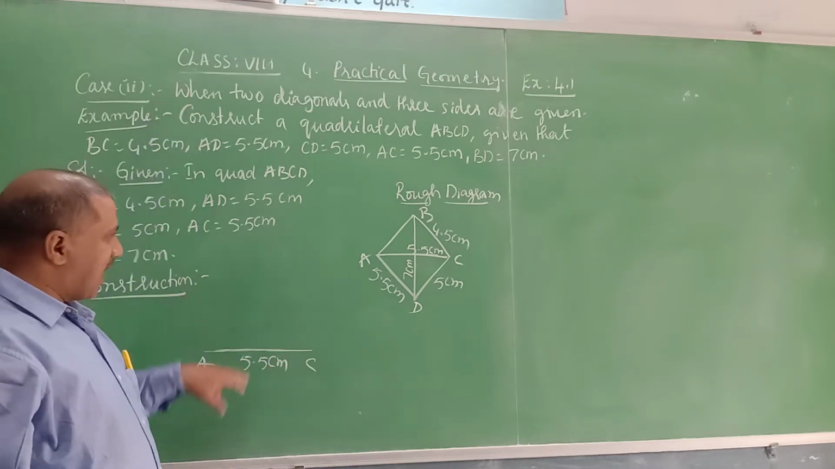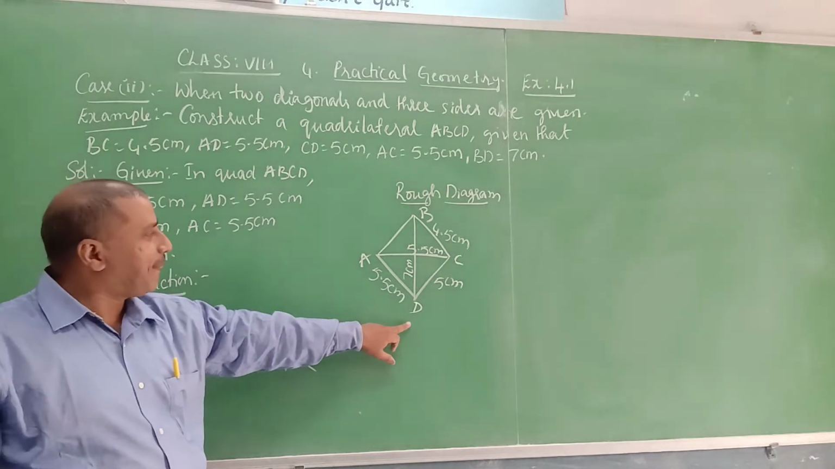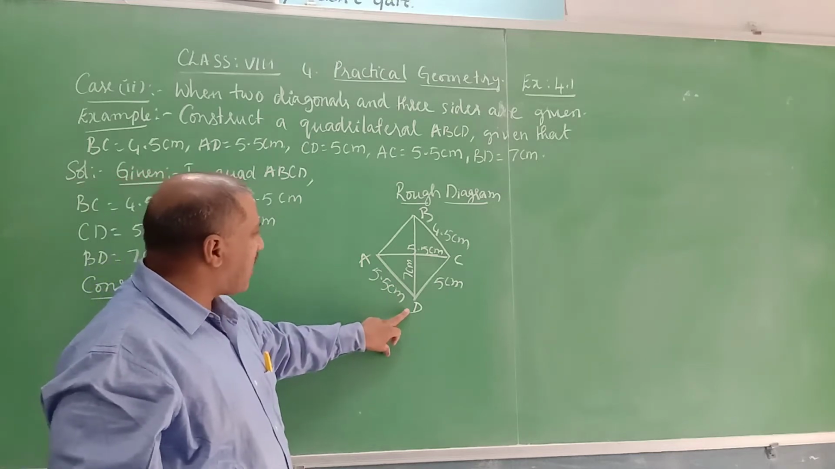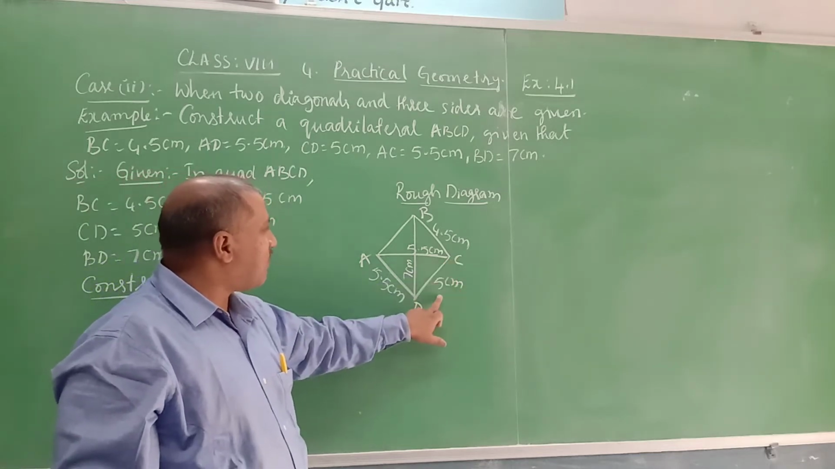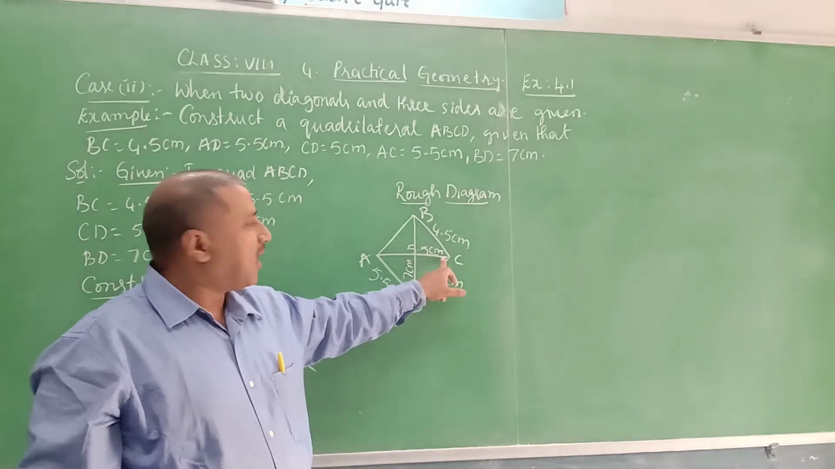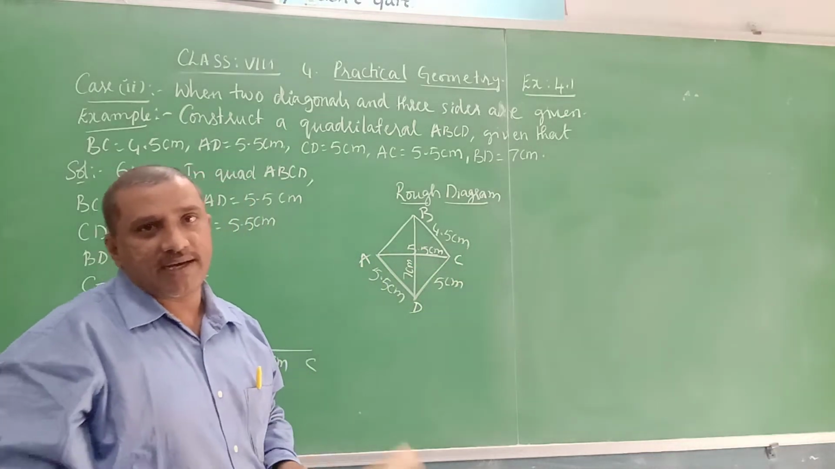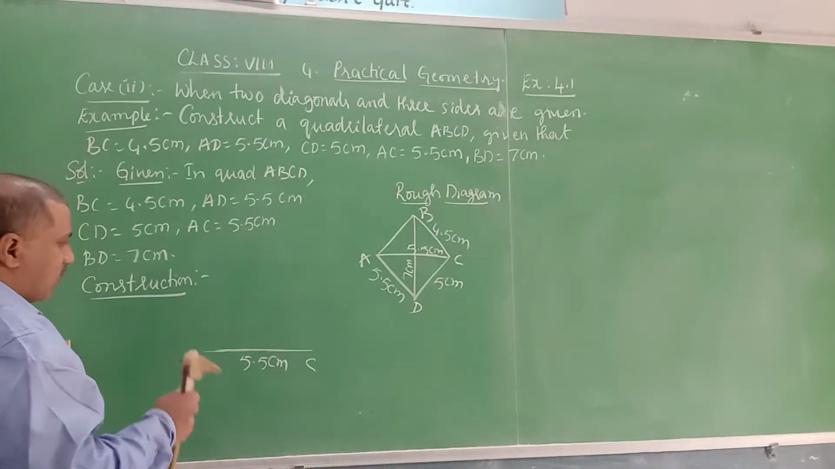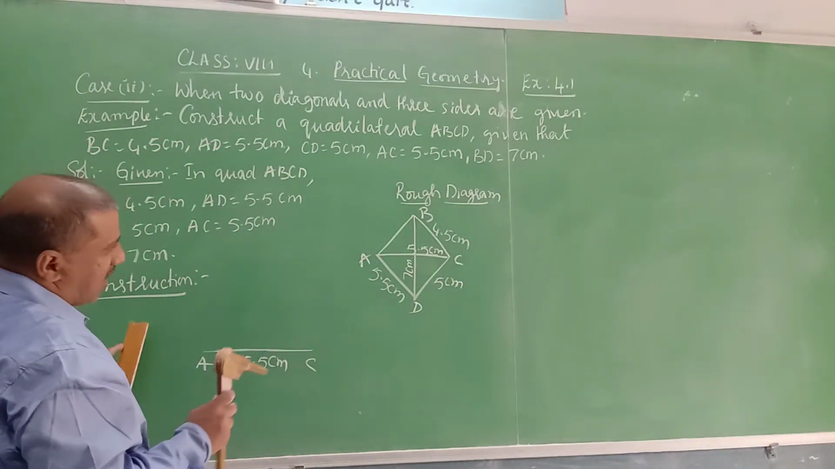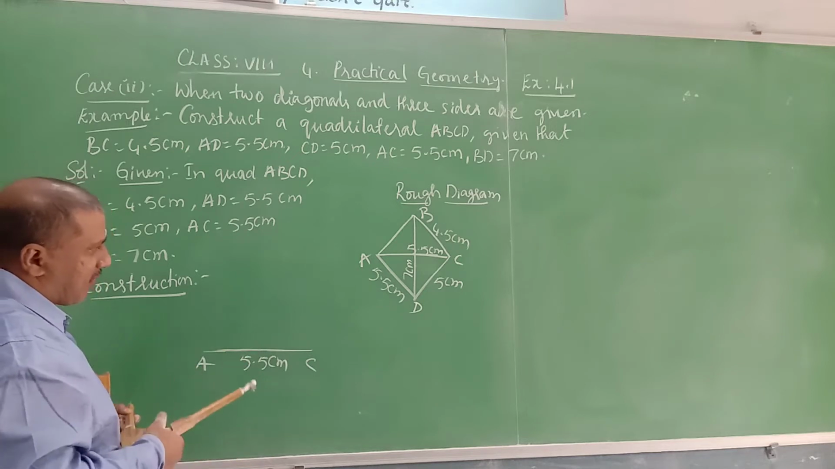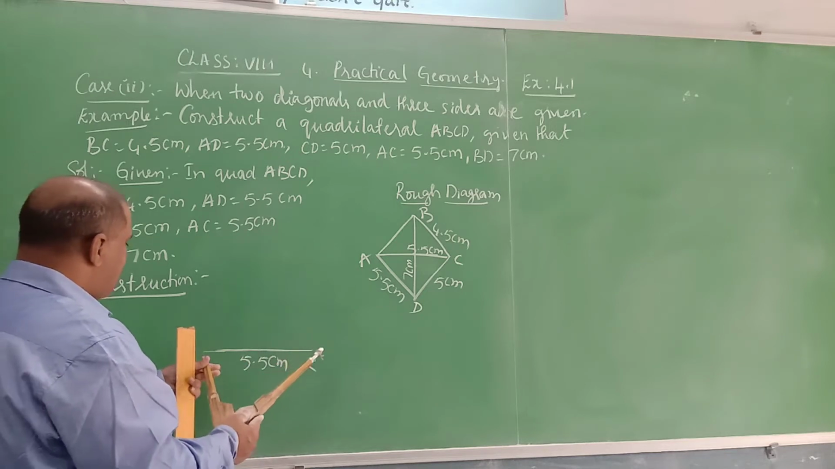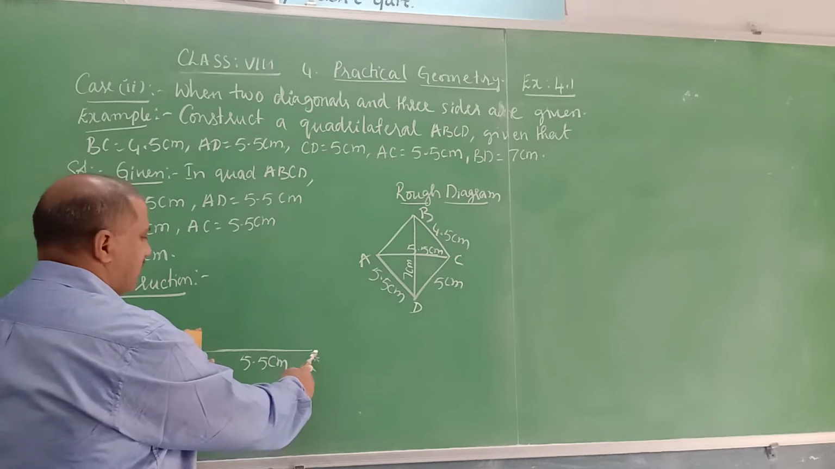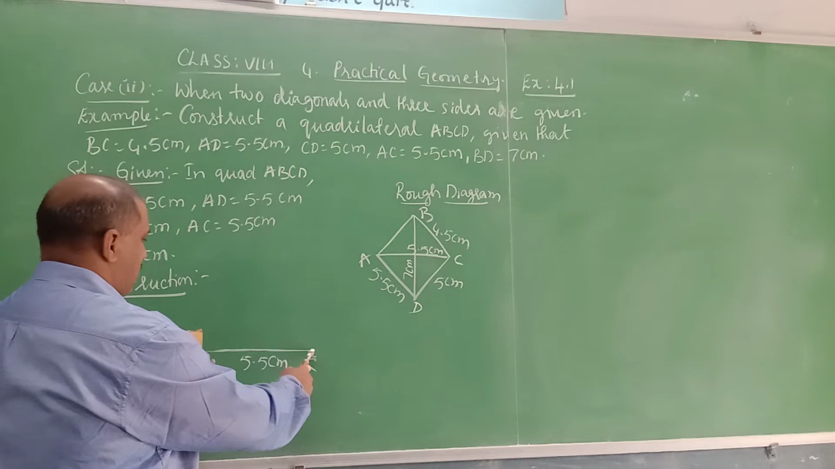Now first we will locate point D. To locate point D, we know AD is 5.5 centimeters and CD is 5 centimeters. As usual, we know AC is 5.5 centimeters. That is three sides of the triangle, we know. So first construct the triangle. To locate point D, draw AD equal to 5.5 centimeters. We know this line segment is also 5.5 centimeters, so even without using a scale you can draw it.